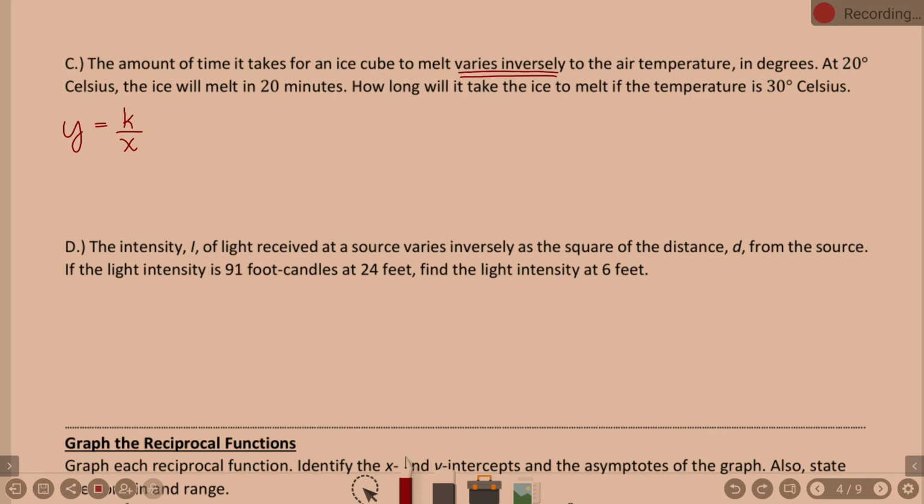Okay, read. The amount of time it takes for an ice cube to melt varies inversely. What's the first thing that varies? The amount of time. So normally we would say the amount of time varies inversely, so equals k divided by, what are we varying inversely with? The air temperature in degrees.